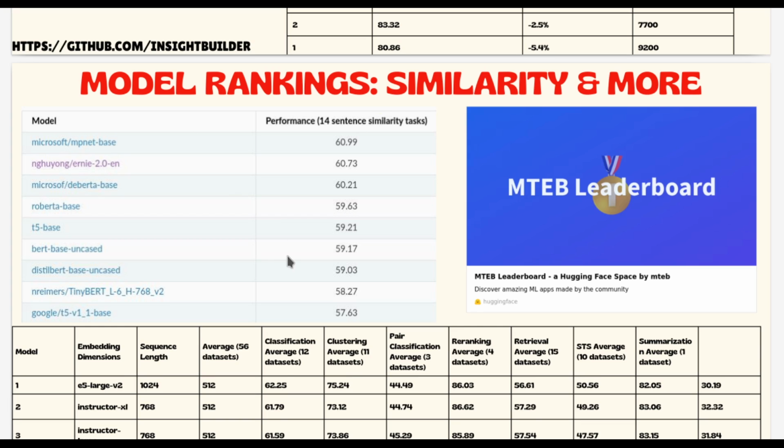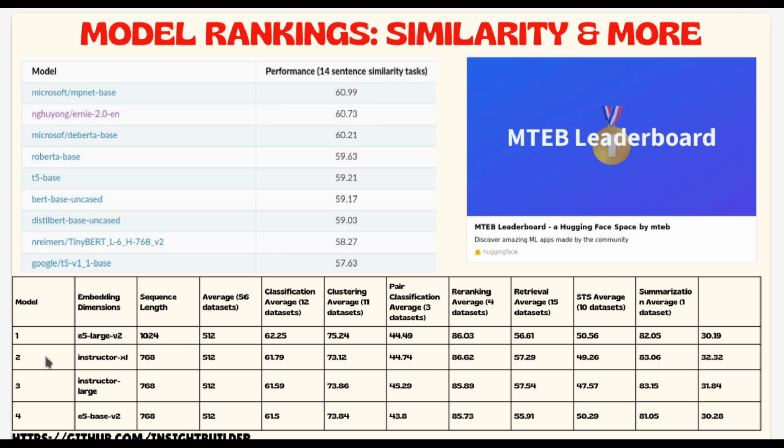Okay, and when you look at text generation, or when you are looking for the comparison between open source and closed source in a text generation kind of setup, then E5 large v2 has a sequence length of 1024, and it is at the top of the leaderboard right now. Following that are instructor excel and instructor large.